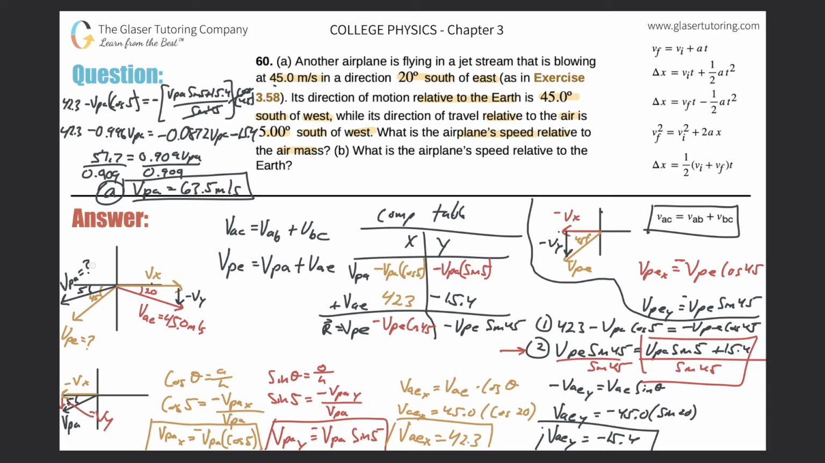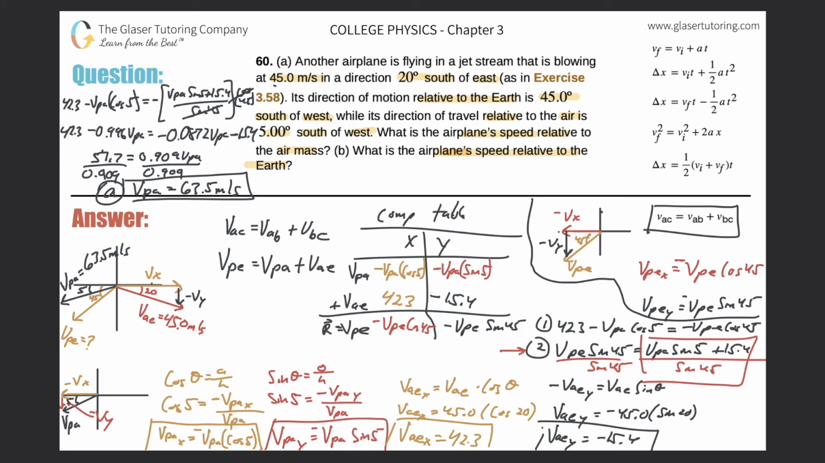So I can erase this little question mark over here now, and I'll plug in the value. So this is going to be 63.5 meters per second. Now, what's the part B? It says part B, what is the airplane speed relative to the Earth? All right, no big deal. Take now one of our equations. Let's take equation number 2 that we solved for earlier, right?